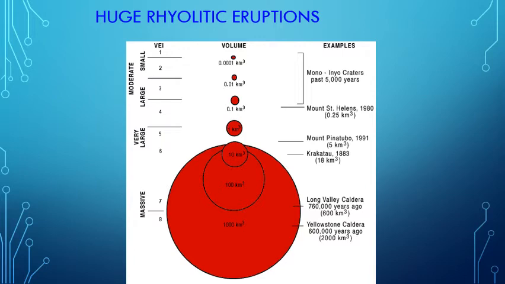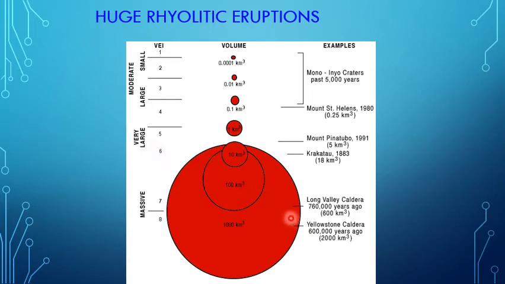Huge rhyolitic eruptions. There are many large eruptions in modern history, but the largest volcanic eruptions were not observed by humans. Volcanoes can be classified based on the volume of magma released, as we discussed earlier. The 1991 Pinatubo eruption was very large in the classification, or what we call VEI, the Volcanic Explosivity Index. It is classified between 5 to 6, as a very large eruption. And the magma output of that eruption is roughly 6 cubic kilometers.